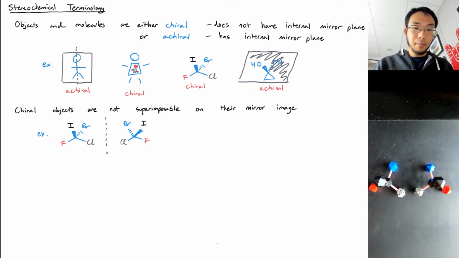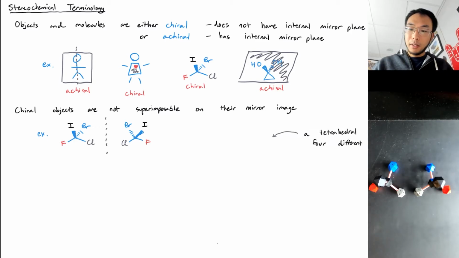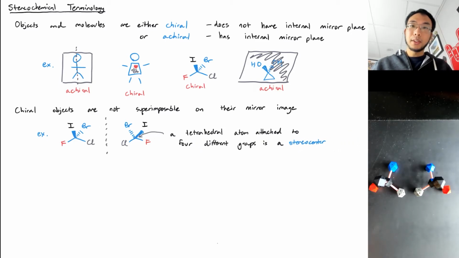And so if I take my mirror image, these are not the same. There's no way to get these the same. It'll be a lot easier to do this with a model, much easier to visualize, but eventually this will be something we want to be able to do kind of in our minds. So you might have noticed that this carbon atom in the middle seems to kind of be the source of the chirality in the molecule.